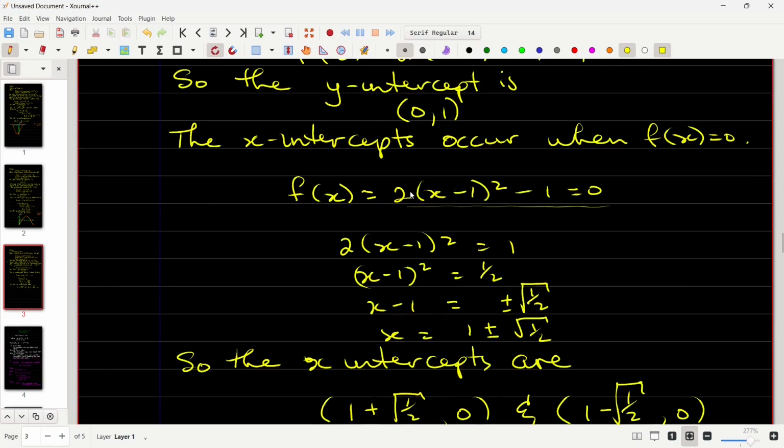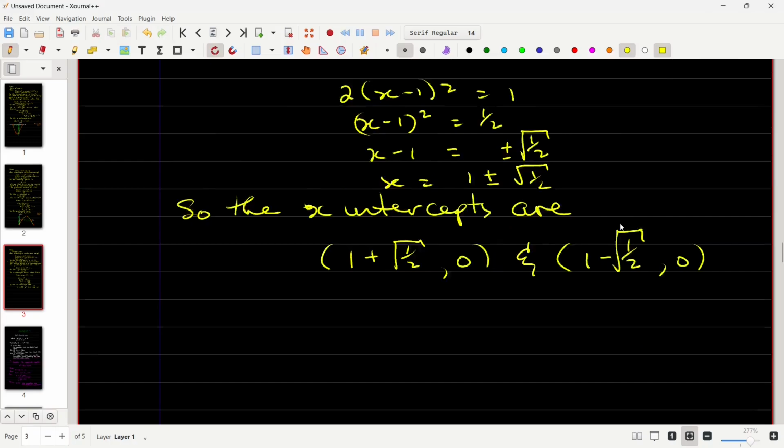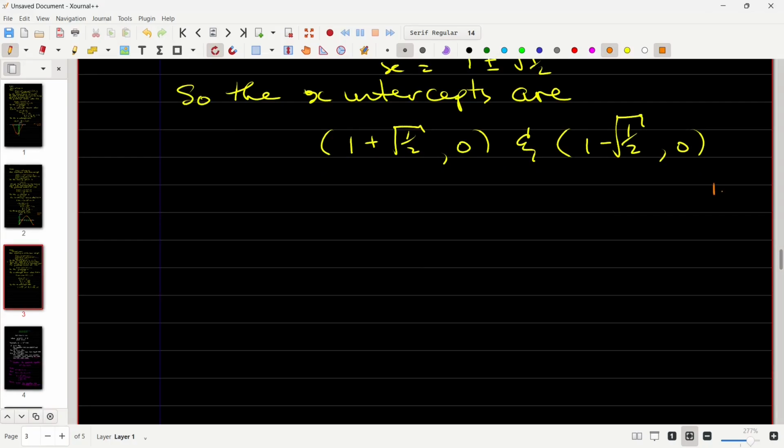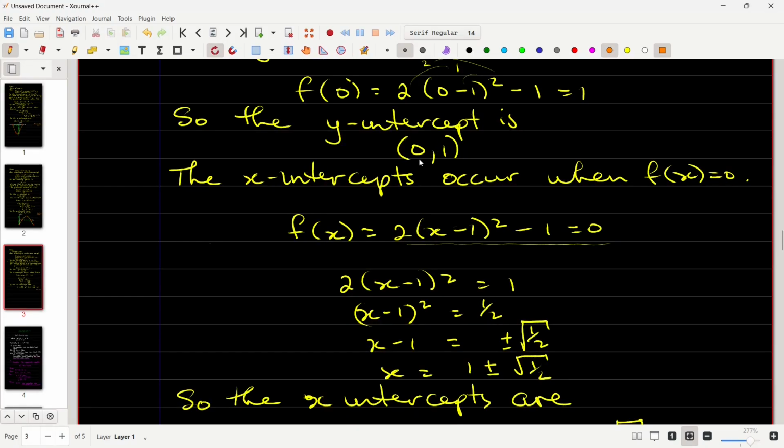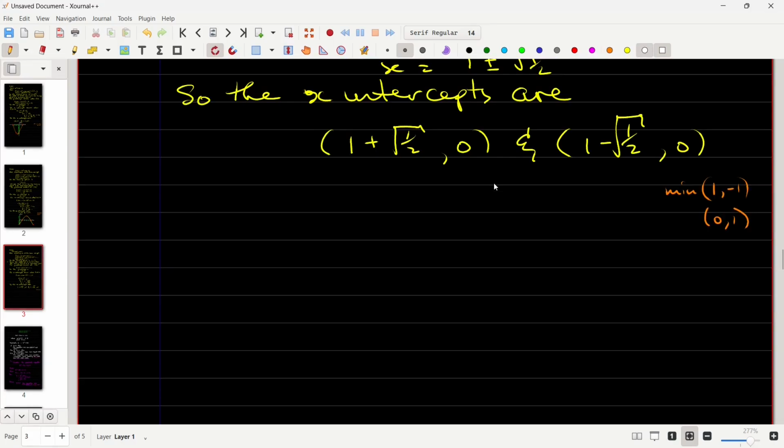All right, so let me write those points. The turning point was 1, minus 1, and it's a min. So we have 1, minus 1, and it's a min. And then we have 0, 1, and that's the y-intercept. So we have 0, 1. Let's look at the function graph now. So looking at the x-axis, we're seeing that the minimum value is going to be 0. The maximum value is going to be 1 plus the root of a half. All right? So that means we're only on the positive side of the x-axis.